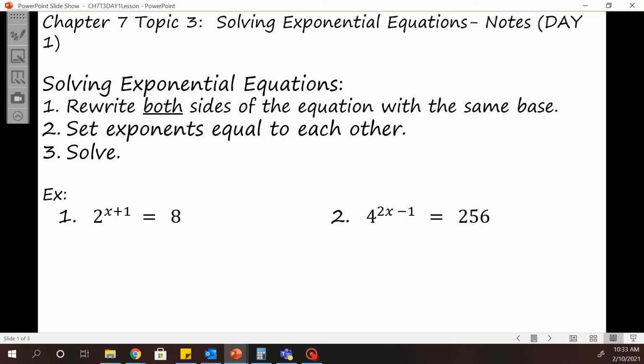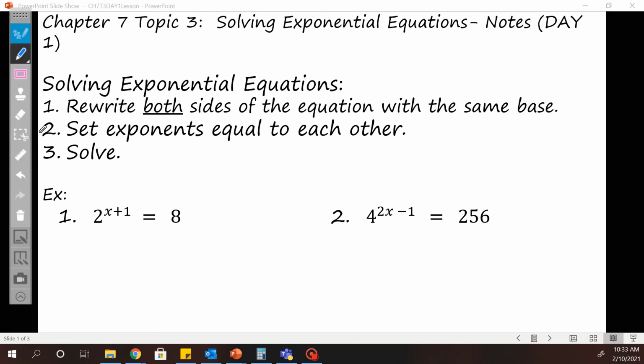All right, today we're going to be looking at topic 3. It's a 2-day topic, solving exponential equations. So this would be equations where the variable is in the exponent, and we are going to solve for the variable. It's a 3-step process. You have to rewrite both sides of the equation using the same base. Set the exponents equal to each other and then solve.